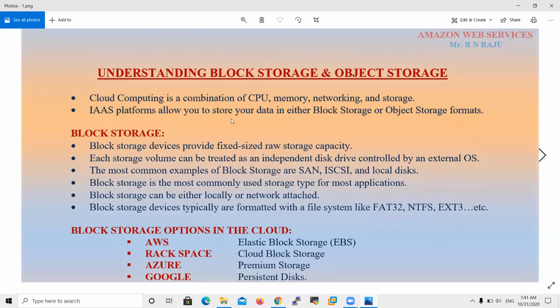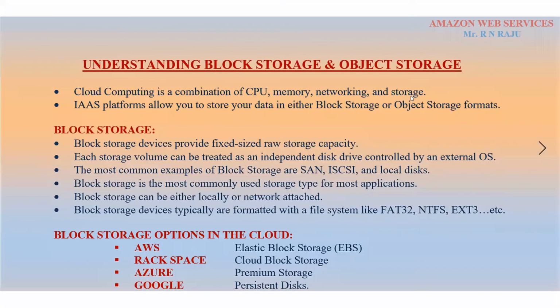So cloud computing is a combination of CPU, memory, storage, and networking. And block storage means block storage devices provide fixed sized raw storage capacity, and each storage volume can be treated as an independent disk drive controlled by the OS only. That's what I'm saying. Block storage is designed for operating systems. That is called EC2 instances.